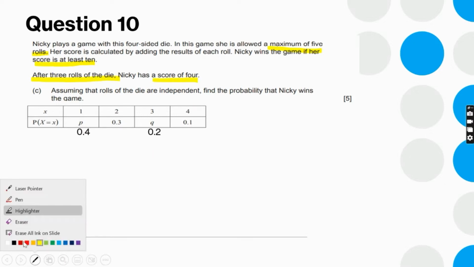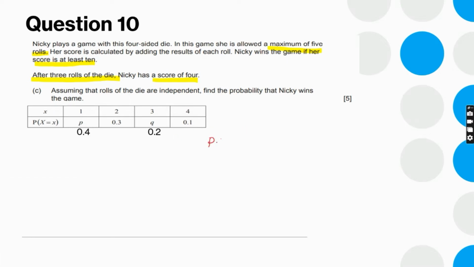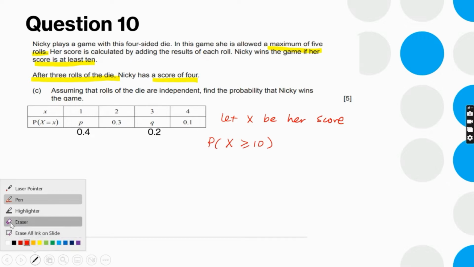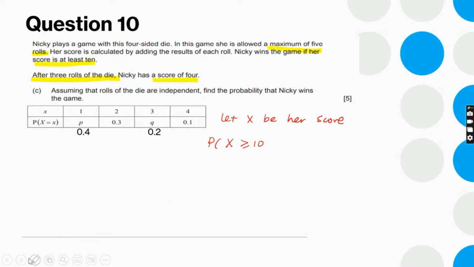So this question is actually a conditional probability question. I let X be her score. She has to score at least 10, greater than or equal to 10, within a maximum of 5 rolls. But she has already rolled 3 times and scored 4 in those 3 rolls.